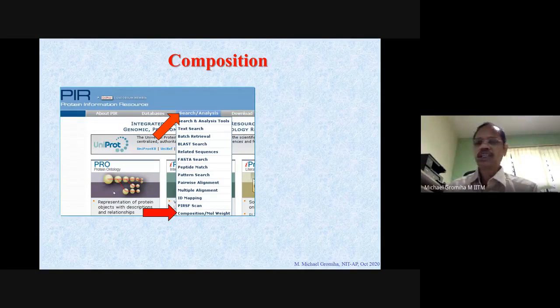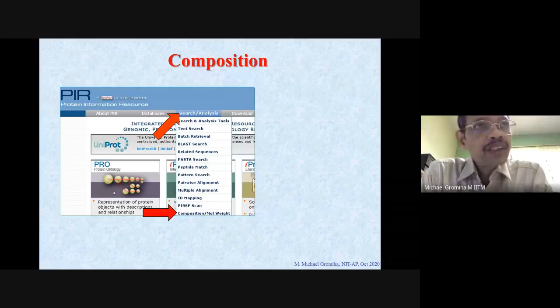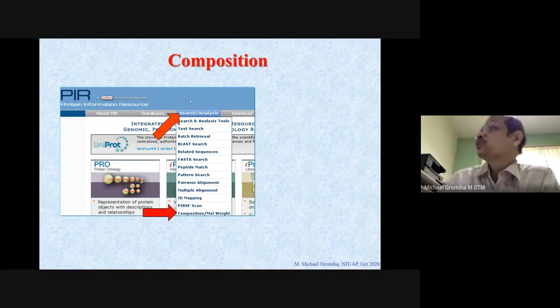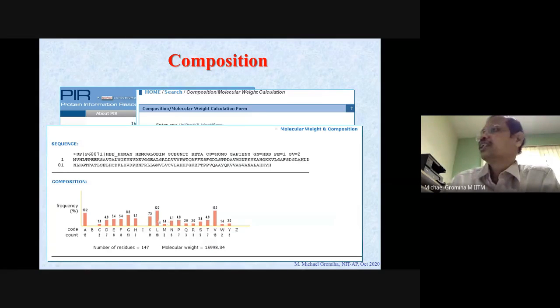Here we have a web resource. This is PIR. PIR is the initially developed database for protein sequences, and it has a lot of tools in this database. So go to Search Analysis, and here at the end you can see composition, molecular weight. If you click on composition or molecular weight, then go here, it's asking for your sequence. You write your sequence here and then submit, and then you'll get the composition here.